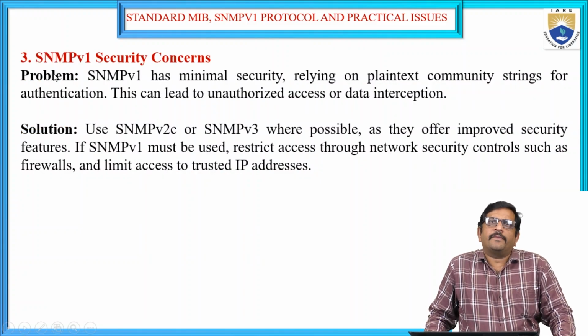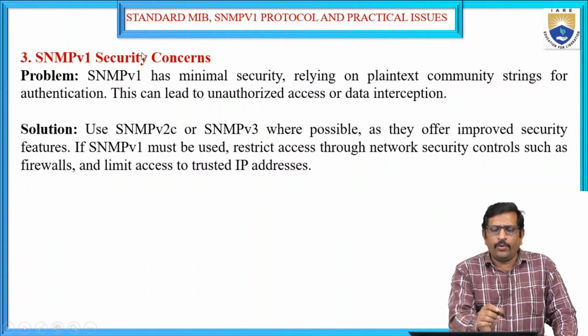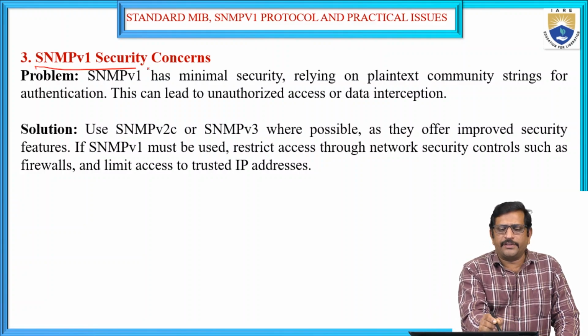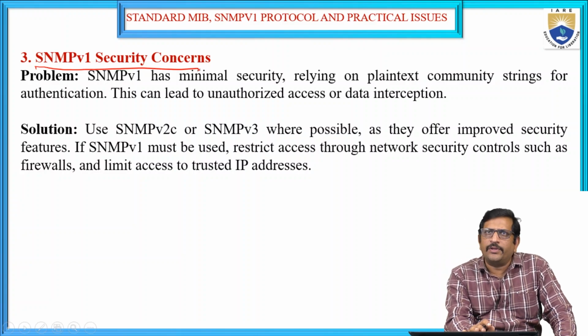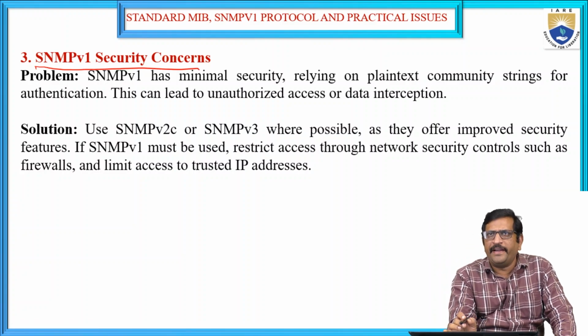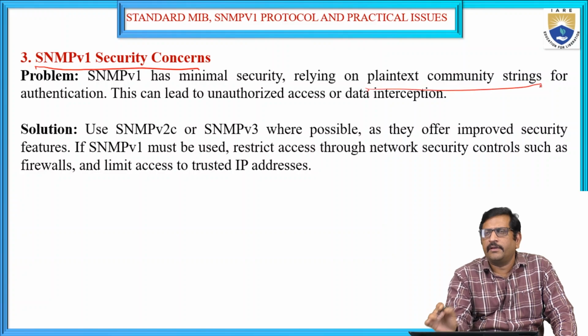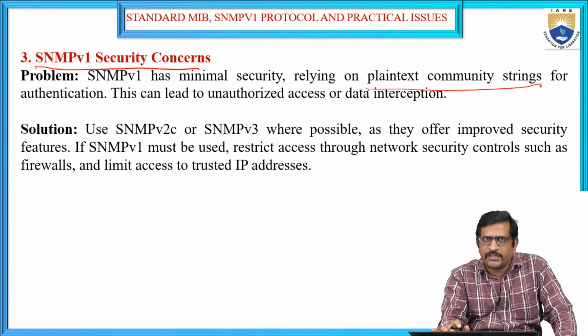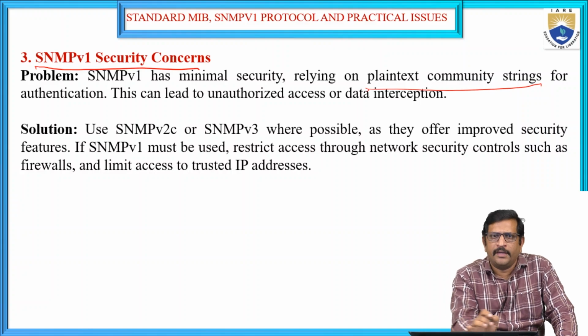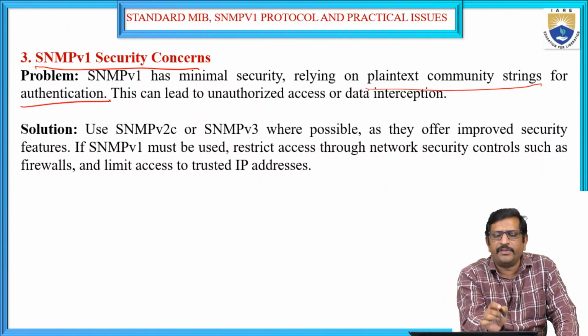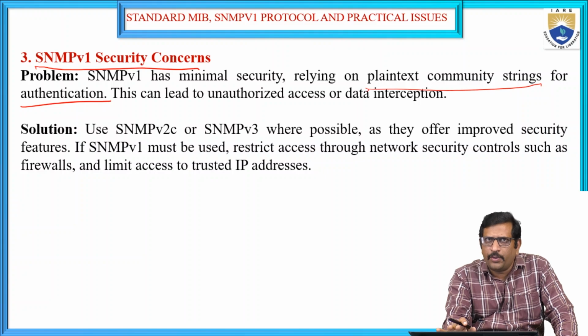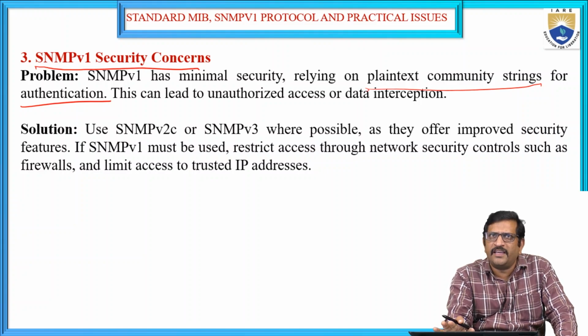Next, the problem is security issues. By using SNMPv1, version 1, some security-related issues will arise. What are these security issues? Some plain text community strings. Whatever plain text we communicate between the authenticated users, security problems will arise, which has minimal security.